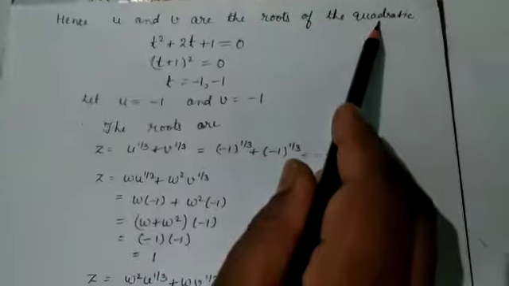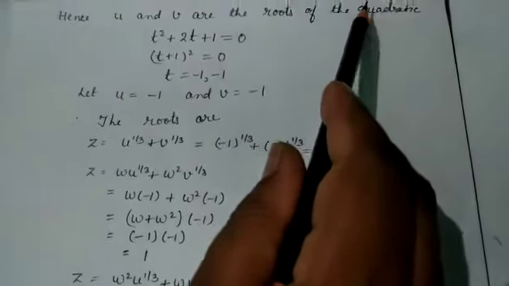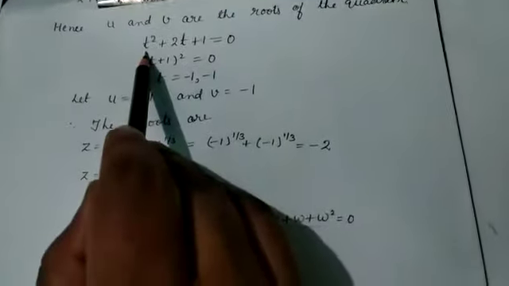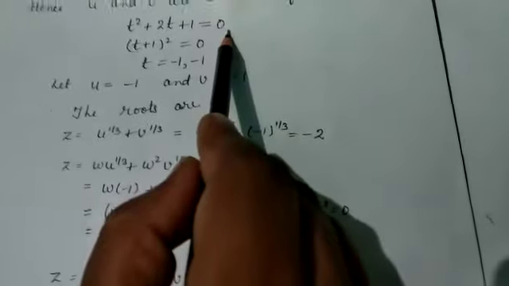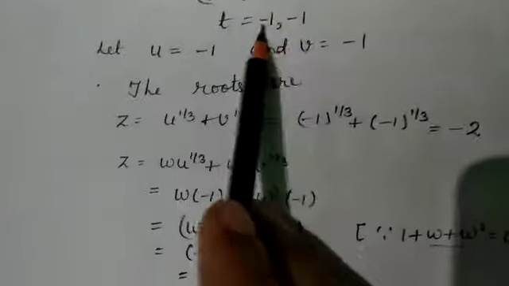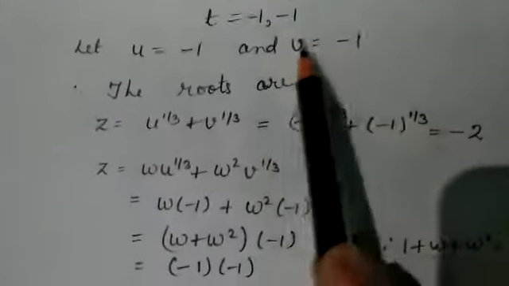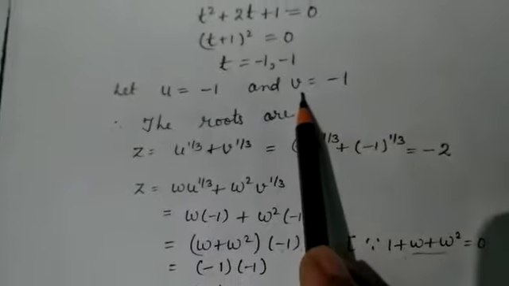Hence, if u and v are the roots of the quadratic, the sum of the roots is minus 2 and the product of the roots is 1. So our quadratic becomes t square plus 2t plus 1 is equal to 0. And on solving this, we'll get the value of t to be minus 1, minus 1. So here we can see that both are same. So let u is equal to minus 1 and v is equal to minus 1.